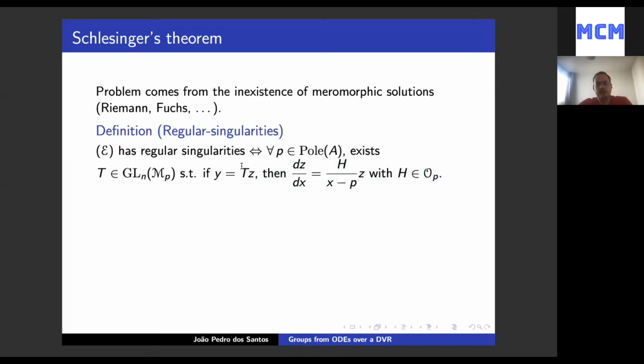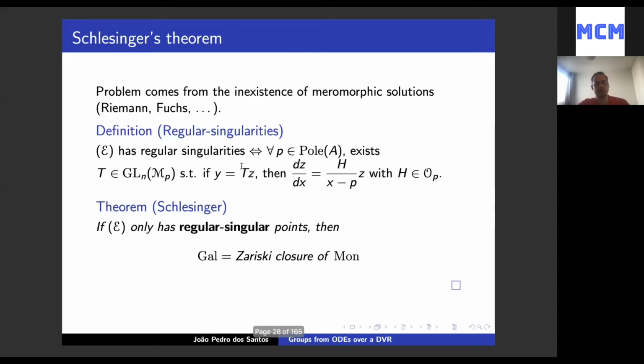And it was observed by Schlesinger, a German who wrote a very influential book at the beginning of the last century, that if you have regular singularities, then you can save what you wanted to happen. This theorem says that if I only have regular singular points, then the Galois group is just the closure of the monodromy group. So that's what we wanted. We wanted Gal and Mon to be closely related. And if you have regular singularities, then you are done.